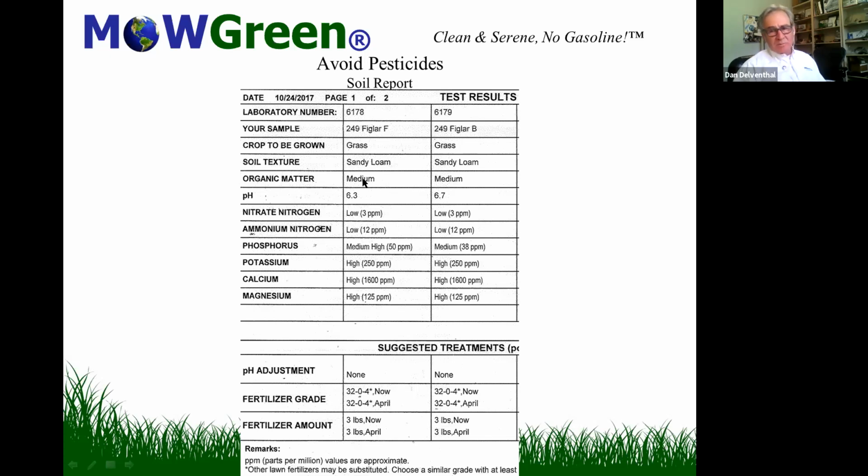In this sample, we look at organic matter. It says medium, could be better. pH is pretty good. 6.5 is the target. Nitrogen is showing up low, phosphorus medium high, and potassium high, calcium high. So everything looks pretty good. It depends on the time of year.